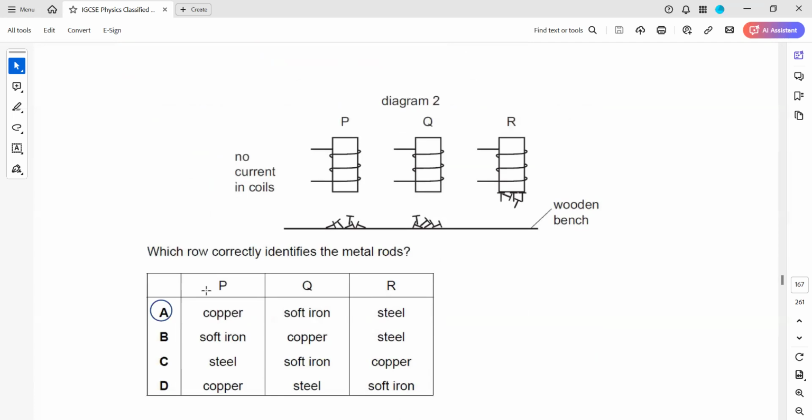Is it clear? The reason why A is the right answer? Any doubt in this? No, sir, clear. Okay.